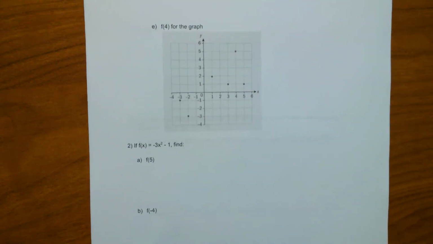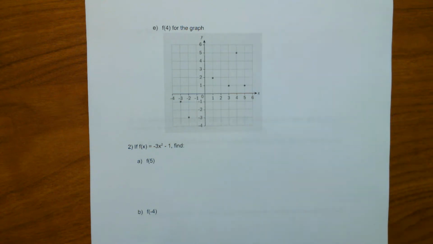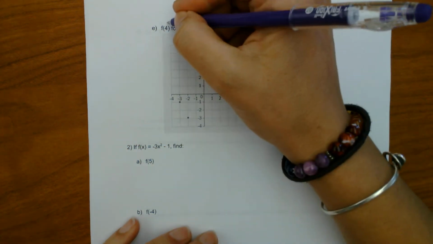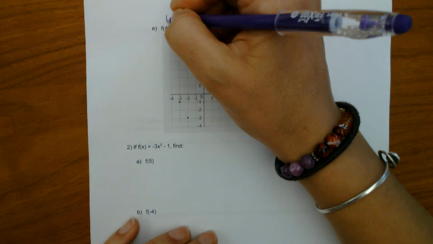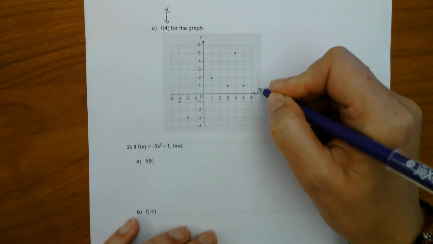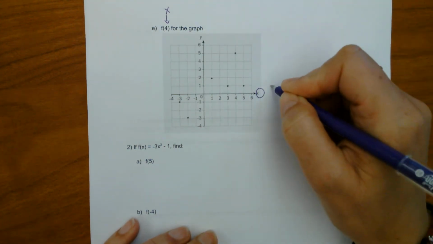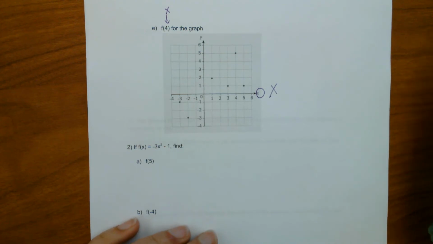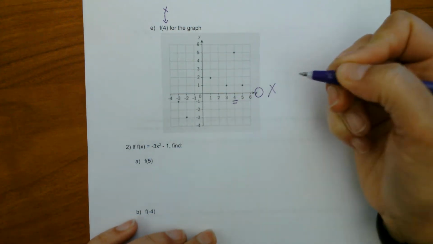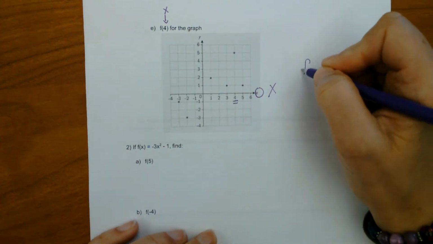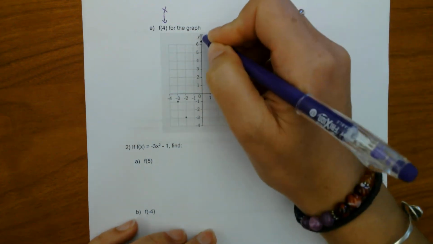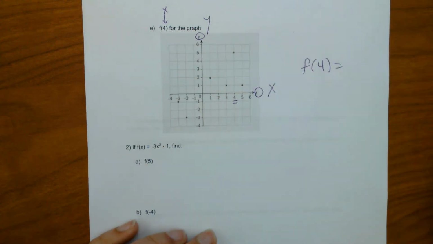Part E, looking at a graph. So when we look at this graph, again, we're looking at x and y. So we're going to be inputting f of 4 into the graph. So this is the x. So here is your x-axis. That is your x-axis. So we're going to go to 4 on the x-axis.